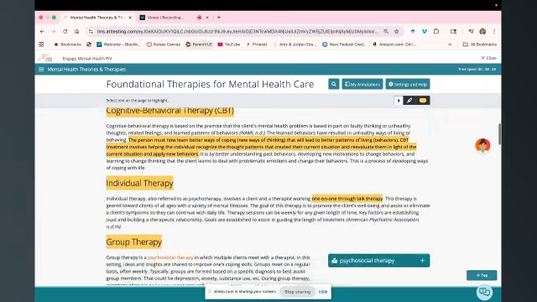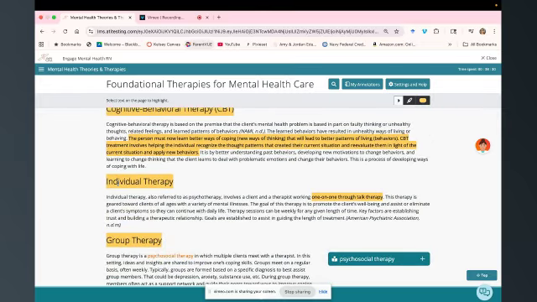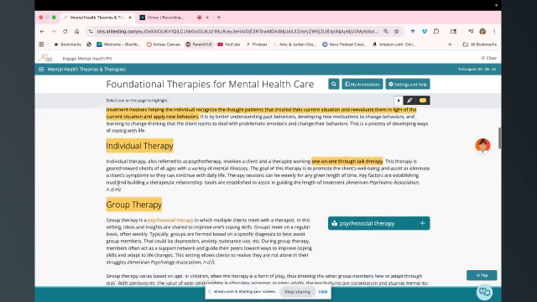Okay, so when we talk about individualized therapy, this is kind of what you think of: one-on-one talk therapy, talking about things that are going on, creating goals that promote the client's well-being, and establishing key factors like trust and building a therapeutic relationship.